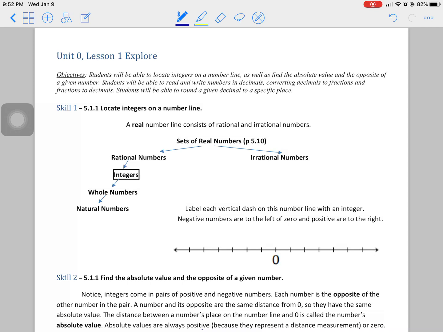We were putting numbers on a number line, and that was getting us ready to talk about what we really needed to cover, which was integers on a number line. All right, we just put some whole numbers on a number line. Integers are a little more than whole numbers, and we'll get to that in a second. Then we're going to try to find absolute values and opposites of these numbers. And then we're going to talk about decimals. Decimals to fractions, fractions back to decimals, and be able to round decimals. So we got a lot more to do.